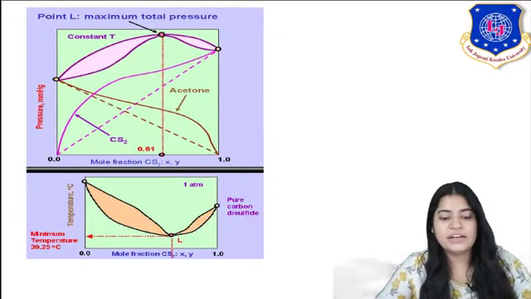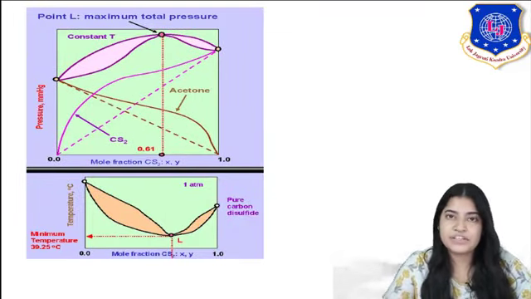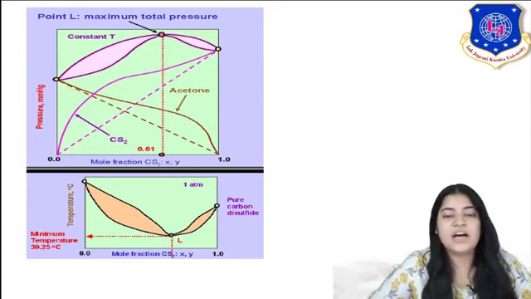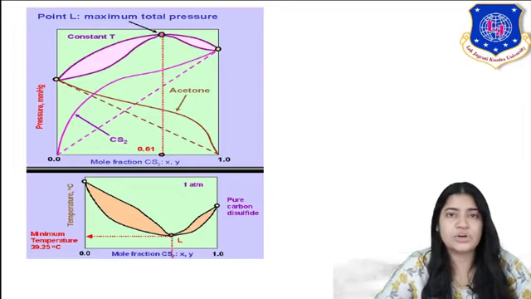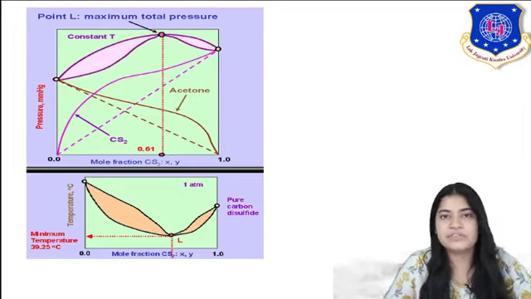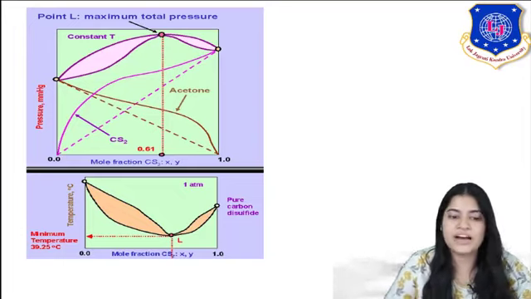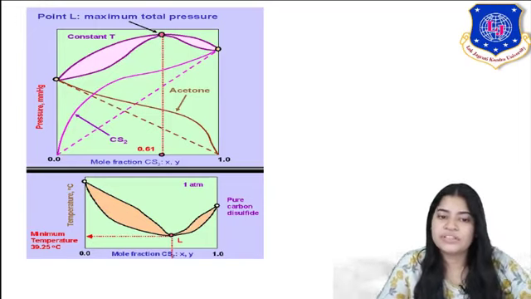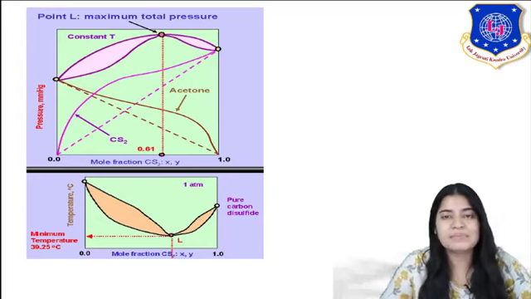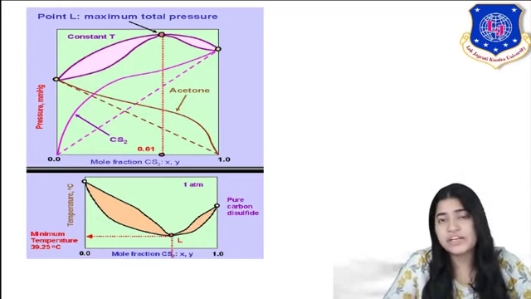Now relating it with the pressure and temperature graph. See the above graph, point L, which is showing maximum total pressure. What is that graph? That is pressure versus XY composition. You can see the graph, it is a PXY diagram. So that point L is the maximum total pressure which is existing. At which condition, at which composition?